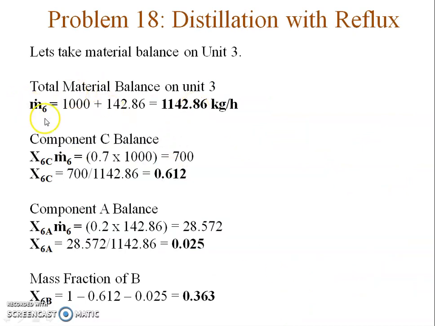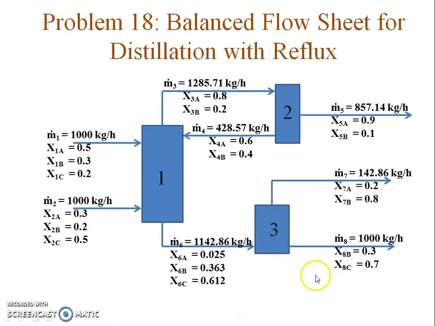Total material balance directly gives me the value of the flow rate of stream 6. Then taking component C balance and finding out the mass fraction of component C in stream 6. Then I take component A balance and find out the mass fraction of A in stream 6. So once I know two of the mass fractions, the third one can be calculated by just subtracting these two from 1. This is my physical constraint. So I get the value of 0.363. Now this is my total balanced flow sheet.